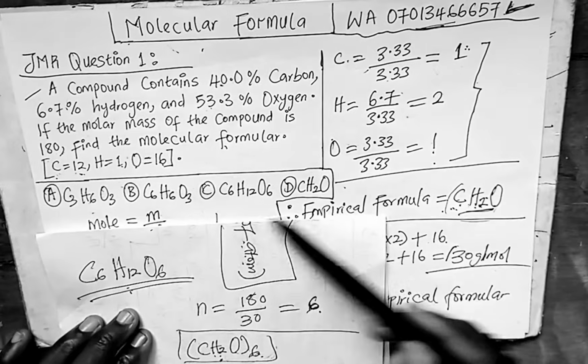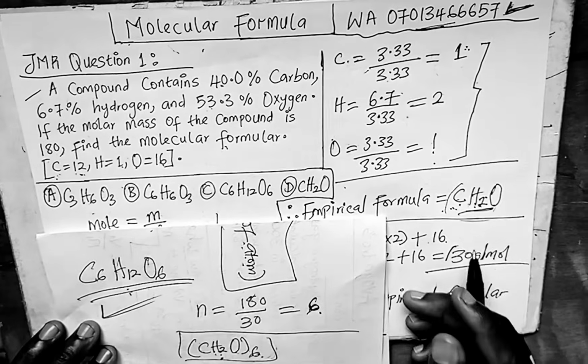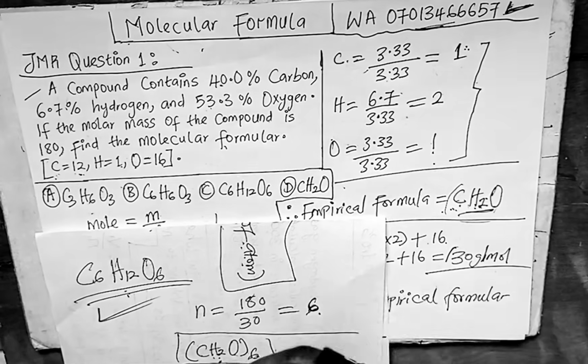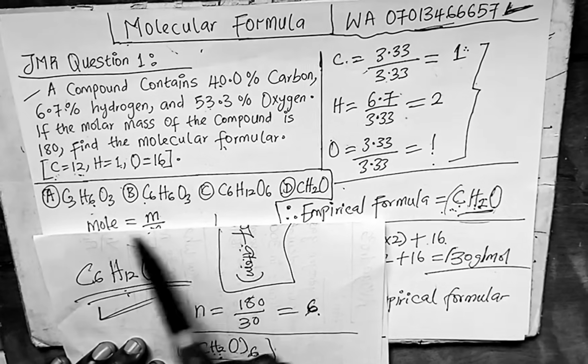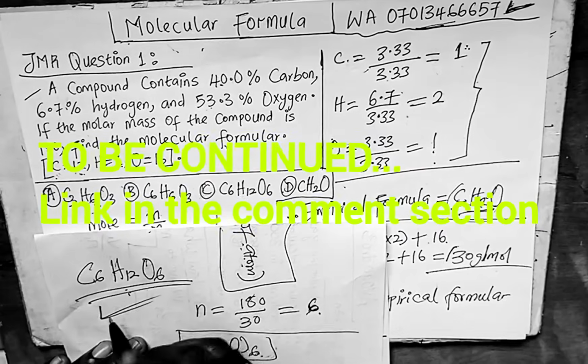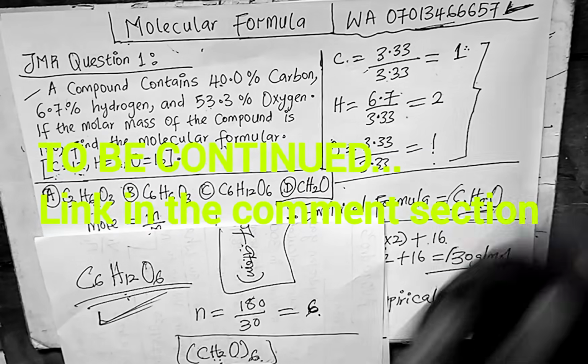So among the options, pick the correct option and drop it in the comment section. This is the molecular formula of glucose. JAMB can still ask you what compound has this, so after calculating, they will represent everything with the name of a compound. Is it glucose? Is it fructose? Is it lactose? Is it methane? And so on and so forth. They will ask you, so you should be able to know the molecular formula of common compounds. Let's move on to the next topic.